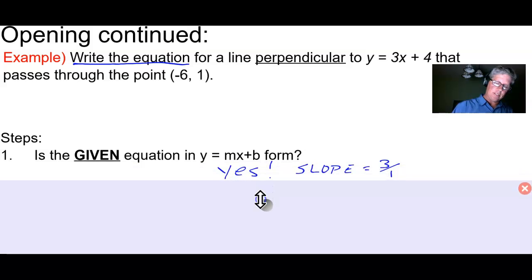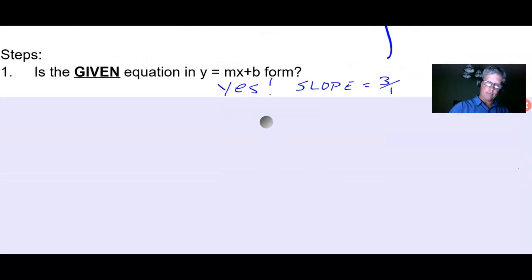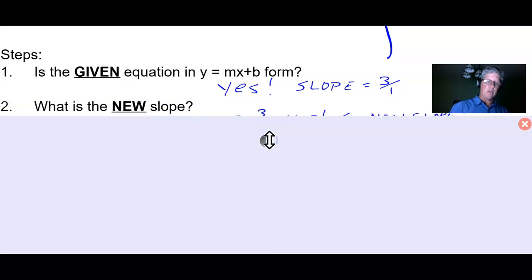It is. So we can look directly at it and say, hey, I know the slope. The slope is 3. Sometimes you want to write 3 over 1. Second, so it's perpendicular. We're not going to use the same slope. We're going to have to do something to that slope to create the slope of the line perpendicular.